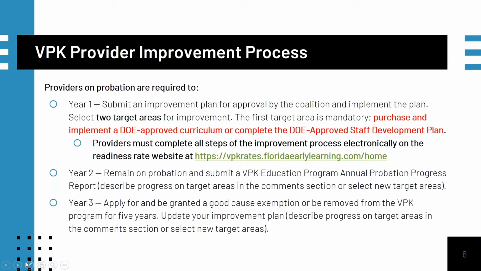So now, what's required for the VPK provider improvement process? Providers on probation are required to, in year one, submit an improvement plan for approval by the ELC, and implement the plan. You're going to select 2 target areas for improvement. The first target area is mandatory. That means that you can either purchase and implement a DOE-approved curriculum, which we are going to share with you, the list of the curriculums, or complete a DOE-approved staff development plan, which we are going to review in detail for you.